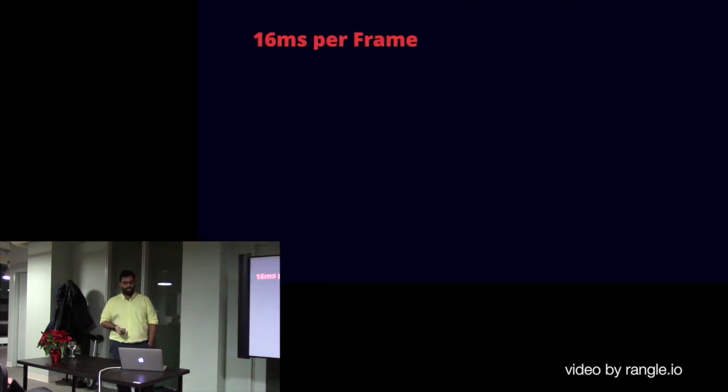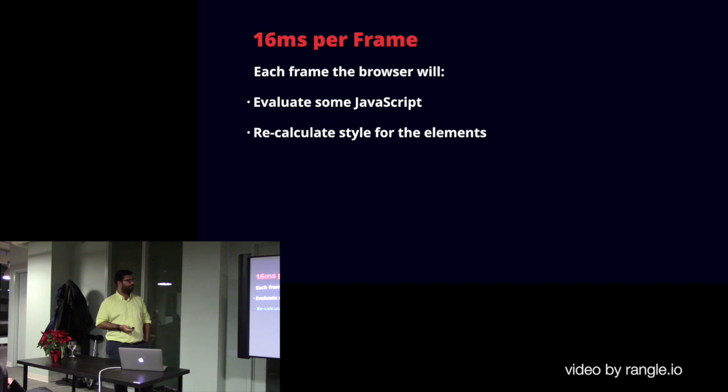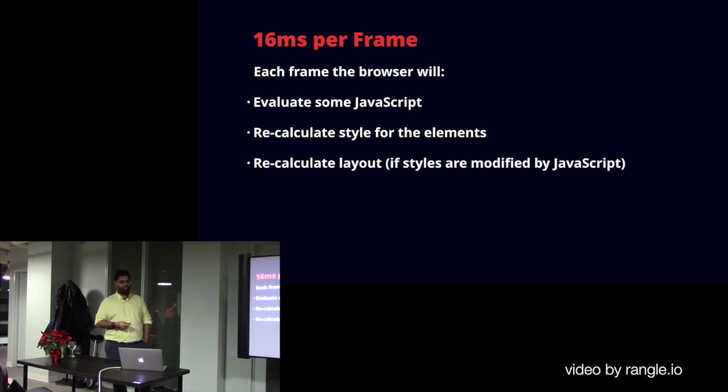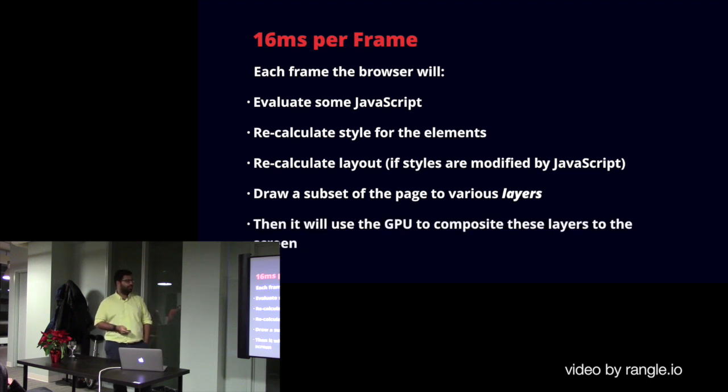So if you're trying to make an app that runs at 60 frames per second, it means you only have 16 milliseconds per frame. And in that 16 milliseconds, the browser has to evaluate some JavaScript, recalculate styles for any of the elements that were updated, recalculate the layout if you're modifying the styles in JavaScript, and then draw certain parts of the page that were marked as dirty. And then finally, they actually send these layers to the GPU, and then that's where it's put on the screen.